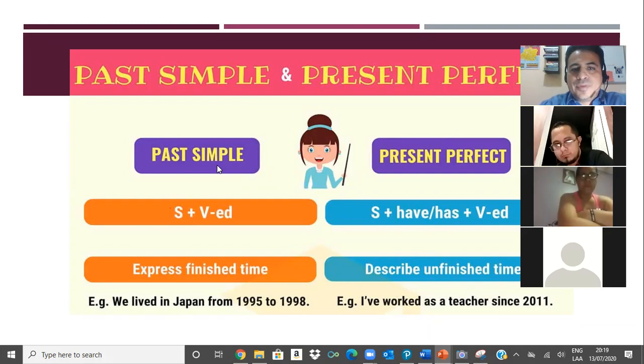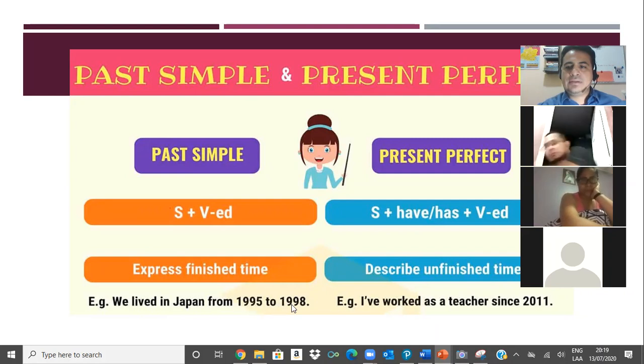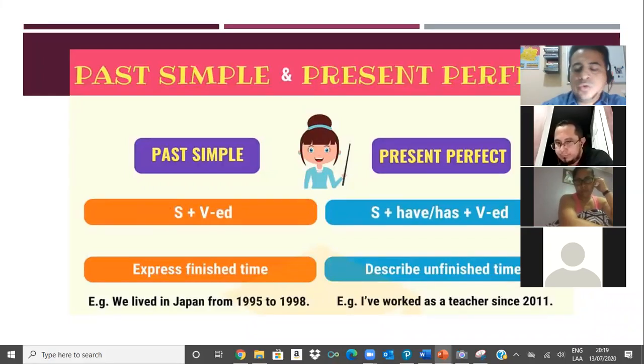Simple past and present perfect. Simple past: subject plus verb plus ed, ¿ok? For example, I walked. Why do I use it? To express finished time. For example, we lived in Japan from 1995 to 1998, okay? Es algo que ya terminó en el pasado. Present perfect: subject plus have or has plus verb ed. Pero ojo aquí, en algunos casos tiene que ser el past participle, okay? It describes unfinished time, for example, I have worked as a school teacher since 2011.